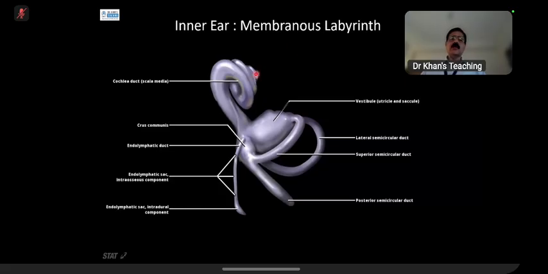So we are not going to go into the details of the endolymphatic duct or perilymphatic duct and endolymphatic sac, etc. One thing which I always tell students about the endolymphatic sac, just remember that it sits on the posterior wall of the petrous pyramid.